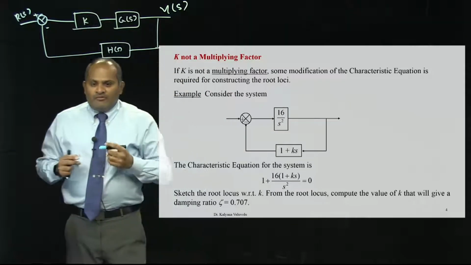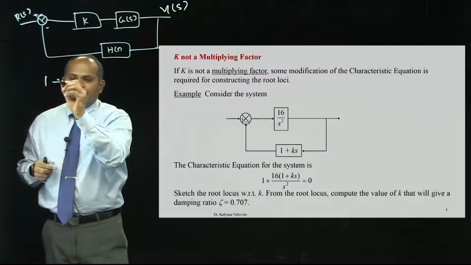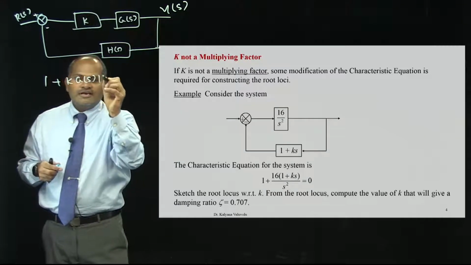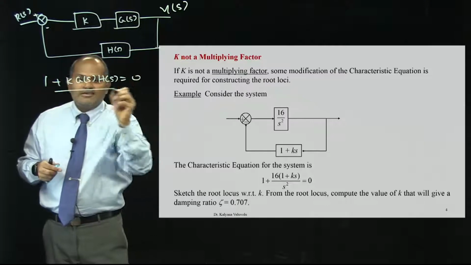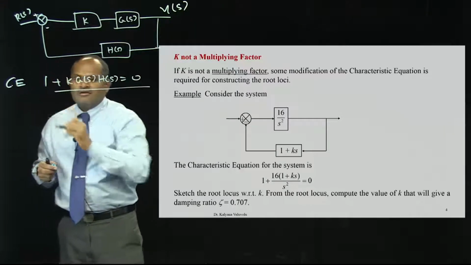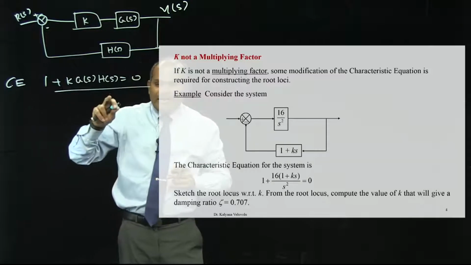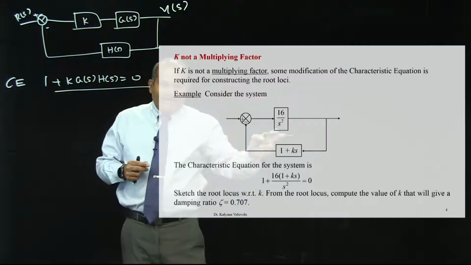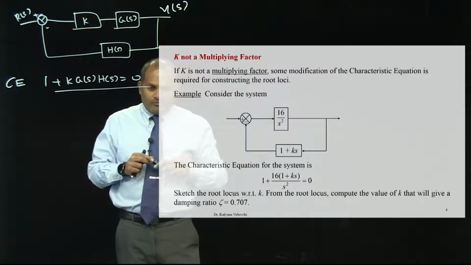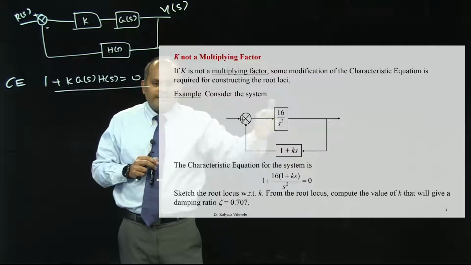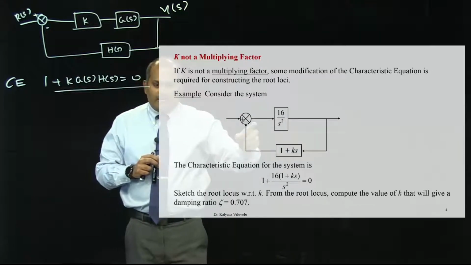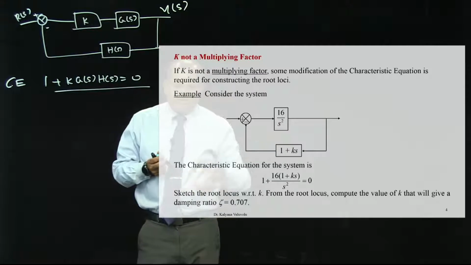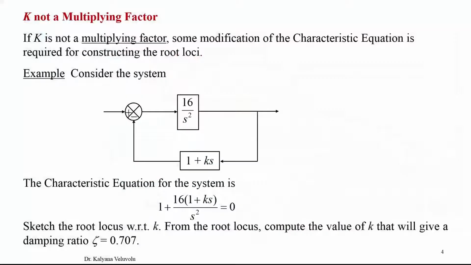So, we are going to change this system into a form suitable for the root locus. We know that the root locus depends on 1 plus k g of s, h of s equal to 0. This is the characteristic equation. So, the root locus is dependent on this characteristic equation. So, what we are going to do is take this system transfer function, first formulate the transfer function, and then we can get the characteristic equation.